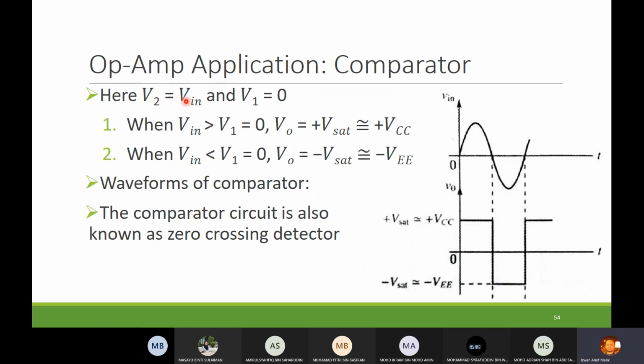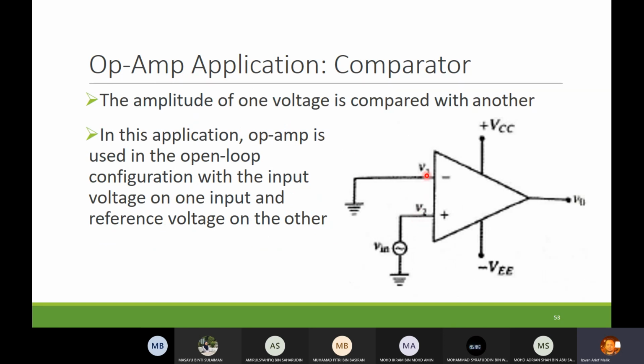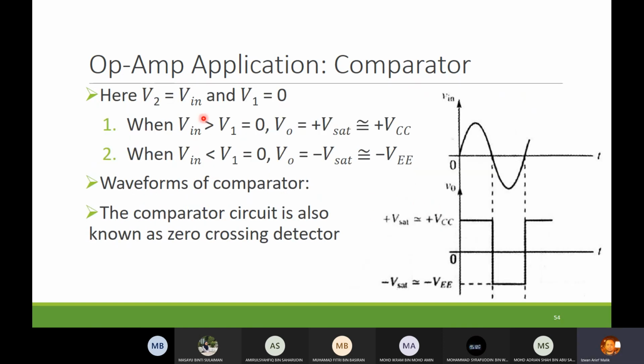So here V2 equivalent to Vin and V1 equivalent to 0. Okay, so V2 equivalent to Vin, V1 equivalent to 0. Oh, ni V1 rupanya, saya nampak macam 3. Okay. When Vin is greater than V1, which is 0, so V0 equivalent to plus V saturate, which is lebih kurang atau sama dengan plus VCC. Kalau Vin is lesser than V1, which is equivalent to 0, so Vout maksudnya dia pada nilai negatif lah. Okay, sebab dia lebih kecil daripada kosong. So negatif V saturate ataupun lebih kurang sama dengan negatif VEE.